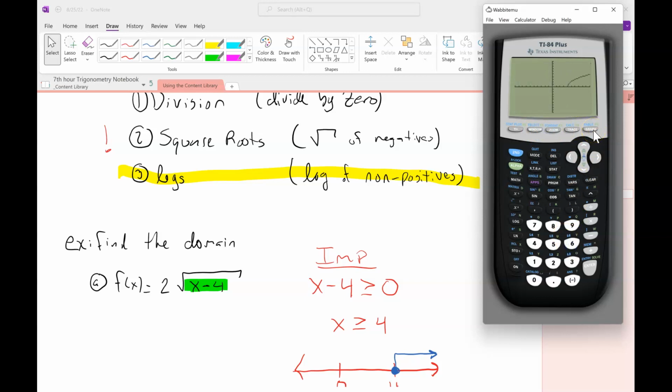So I typed in my equation and did zoom standard because I had been monkeying around with my window all day. So if I look, the range is about the y coordinates, right? So I'm going to start by finding the lowest point on my graph, which looks like this point right here. Everybody agree with that? What's the y coordinate at that point?